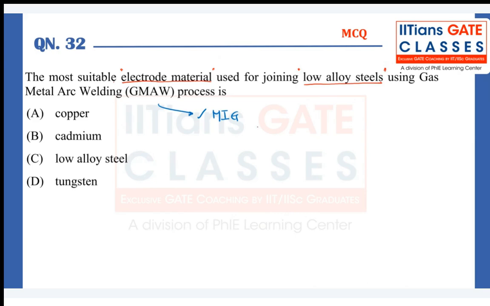For joining this steel, obviously whichever material has properties very close to the steel, that material we use as the filler material, isn't it, guys? Suppose these are my two plates that are going to be joined.